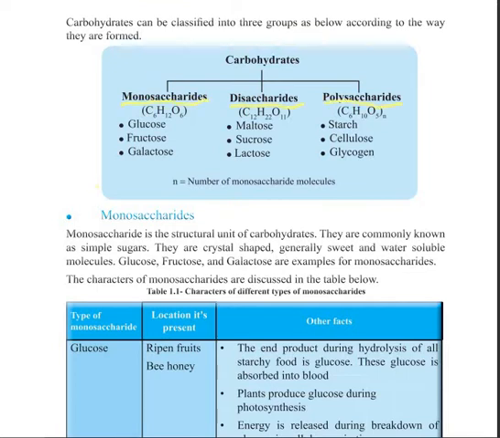Here students, see, the monosaccharides molecular formula is C6H12O6. The examples for monosaccharides are glucose, fructose and galactose. For disaccharides, the molecular formula is C12H22O11. The examples are maltose, sucrose, lactose.